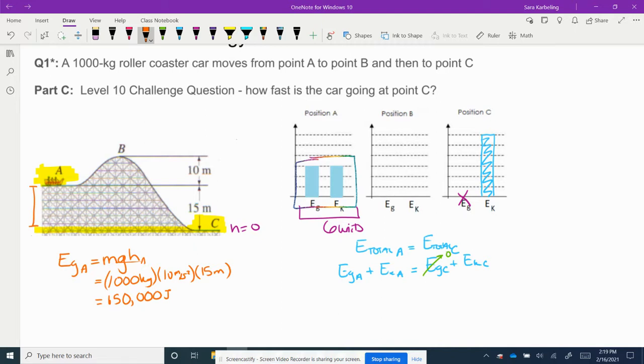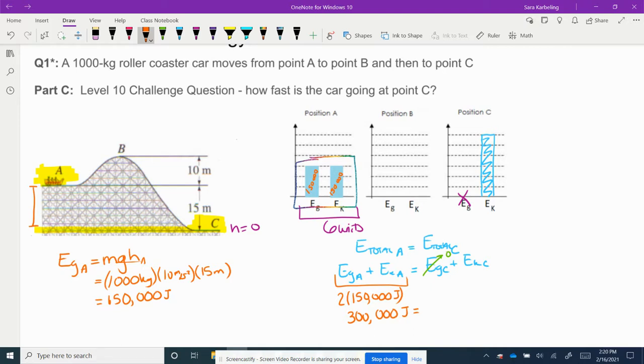So that means that this right here is 150,000, which means this is also the same amount. So this total is going to be twice 150,000. We can do that multiplication and find that it's 300,000 joules of total energy.